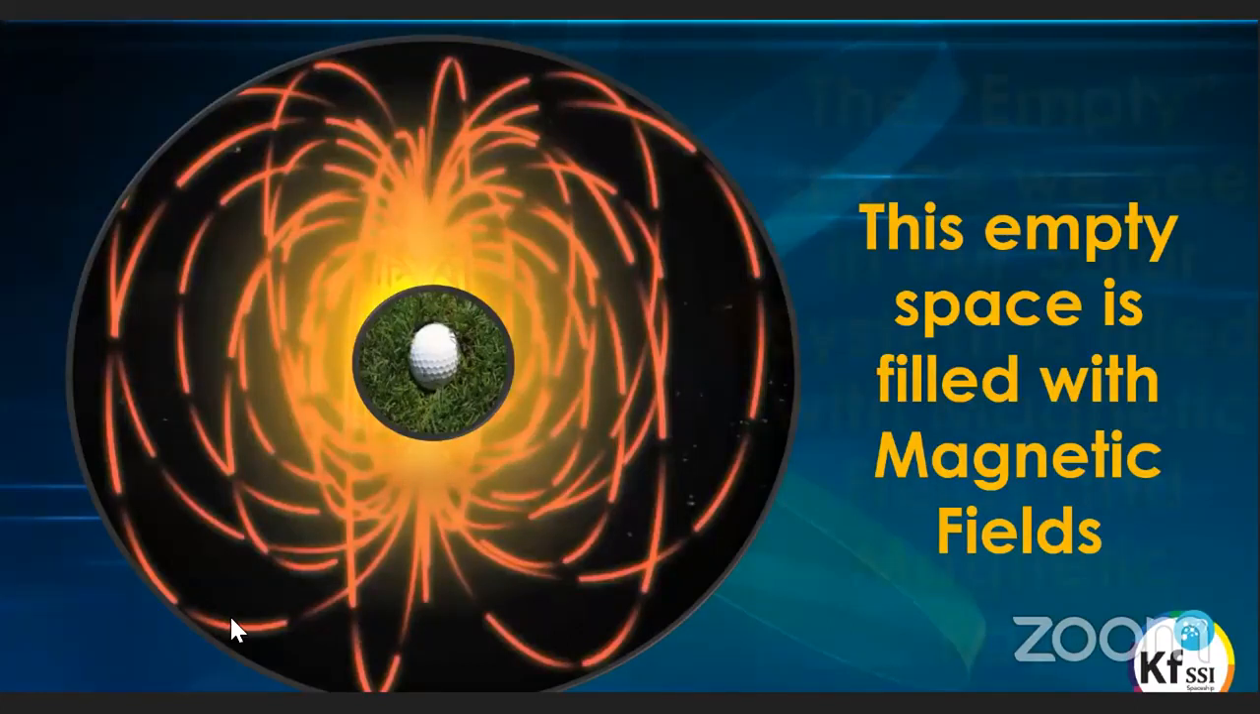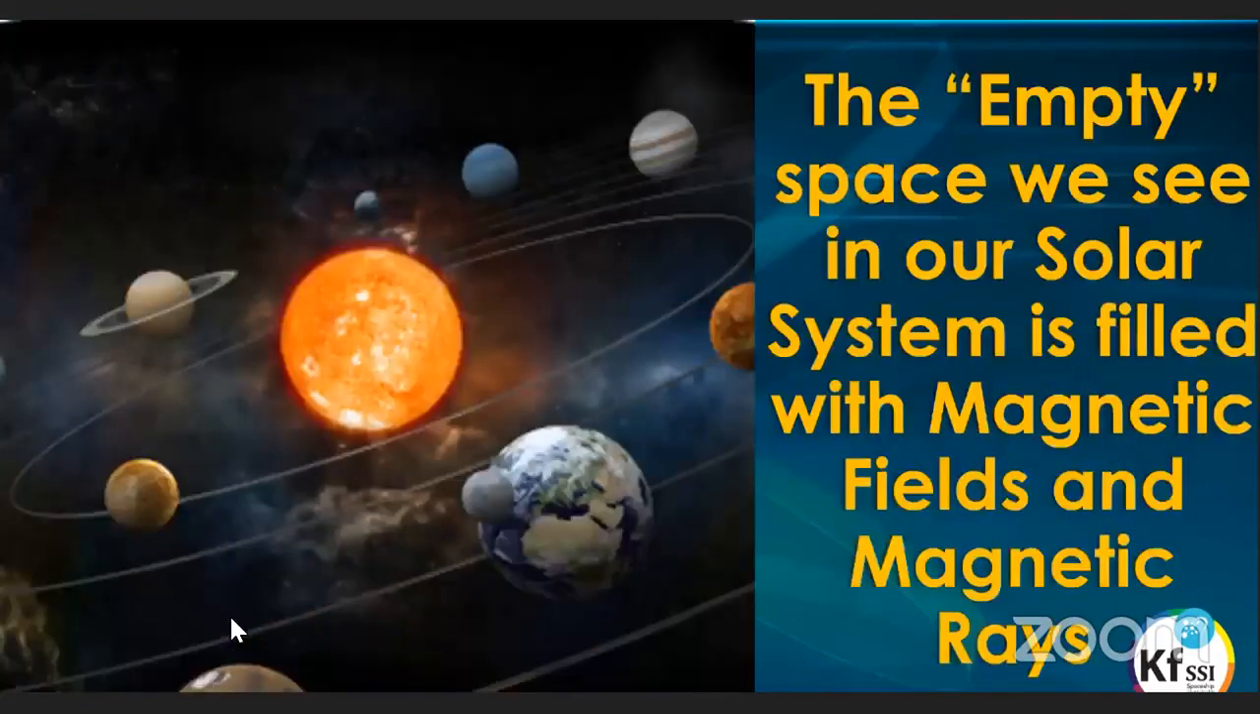And we can extend this further if we look out into our solar system, and we see the sun and the planets, but we do see a lot of vast empty space. And this is also filled with magnetic fields and magnetic rays. So even though we perceive it as empty, we don't see them, it is filled with these magnetic fields and magnetic rays.